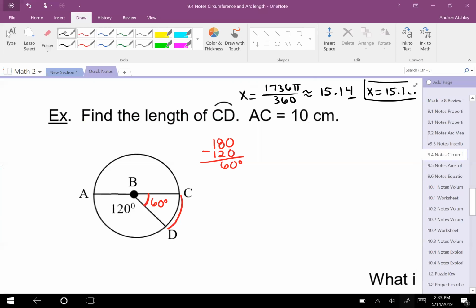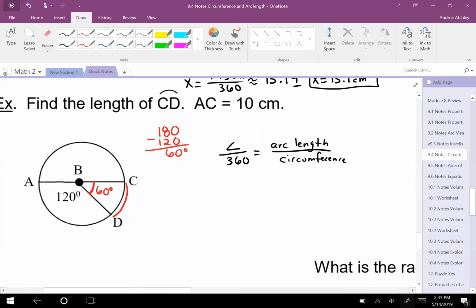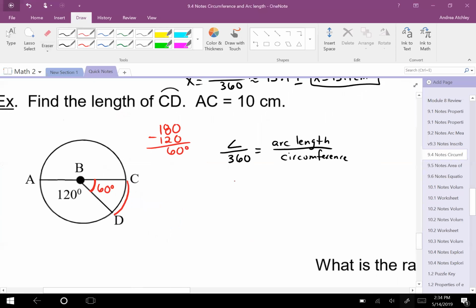We're going to use our same formula. The central angle divided by 360 is going to equal the arc length divided by the circumference. So I have my central angle of 60 degrees. Again, it's always over 360. And it equals, the arc length is what I'm looking for. That's my x. Over the circumference.